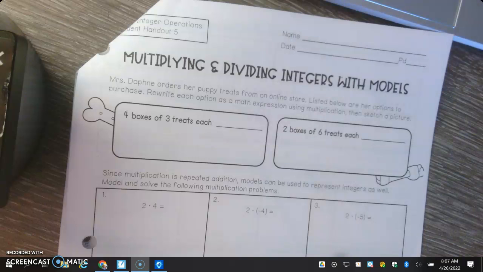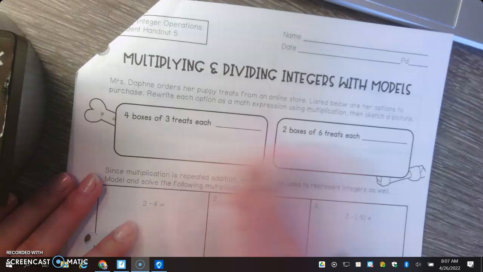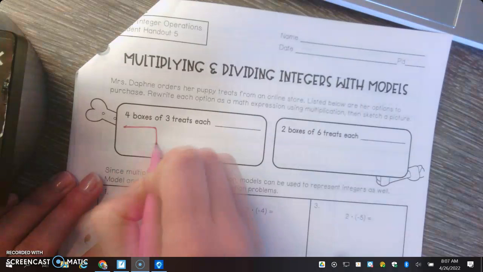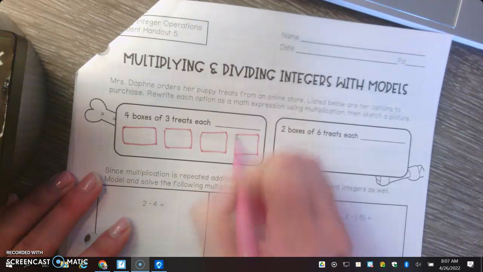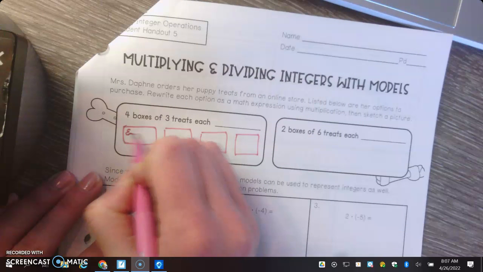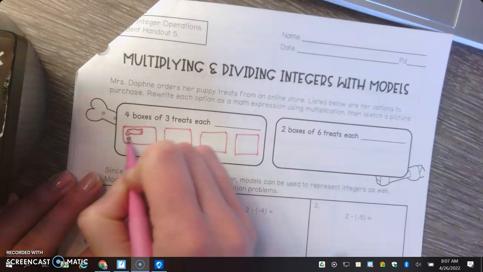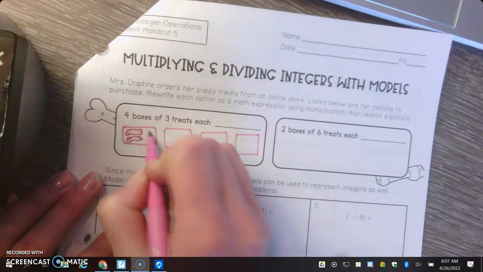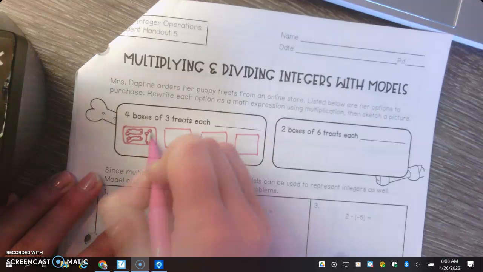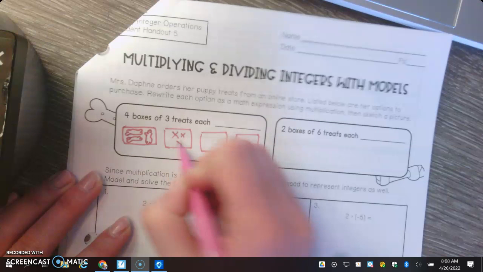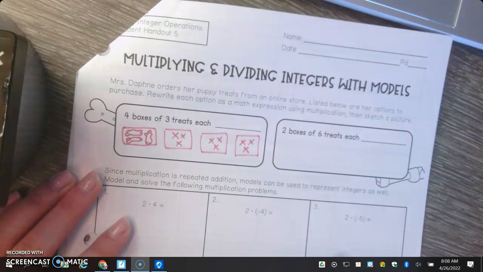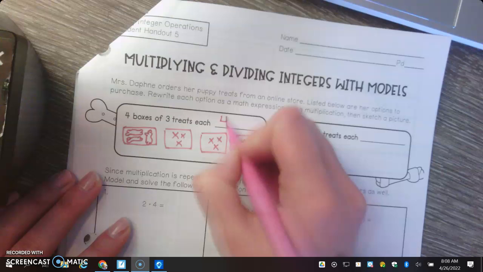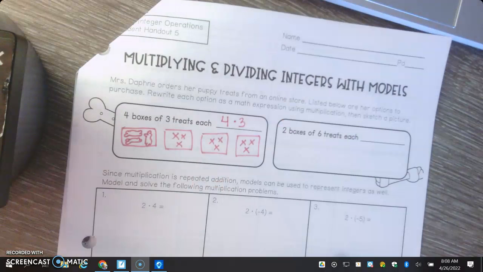Okay, so 4 boxes of 3 treats each. If we're thinking of multiplication, we've got our 4 boxes, 1, 2, 3, 4, and I've got my treats. Oh, this one is tough. Those are not very good bones. Okay, we're just going to put some X's for my other treats. But I've got these 4 boxes, each one has 3 treats. If we write that as an expression, it'd be 4 times 3. And we can figure out how many treats there are in total.